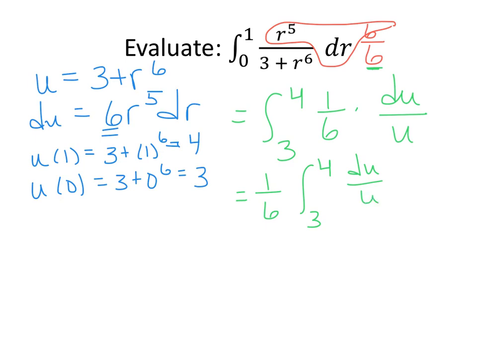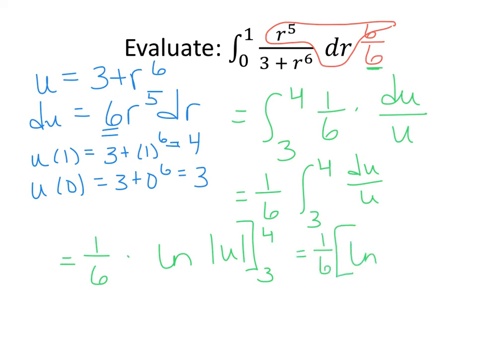So this is one of our special ones. This is the natural log. So this is 1/6 times the natural log of the absolute value of u evaluated from 3 to 4. So this is 1/6 times the natural log of 4 minus the natural log of 3. Now I can use my properties of logs. I can condense this a little bit. So this is 1/6 times the natural log of 4/3.